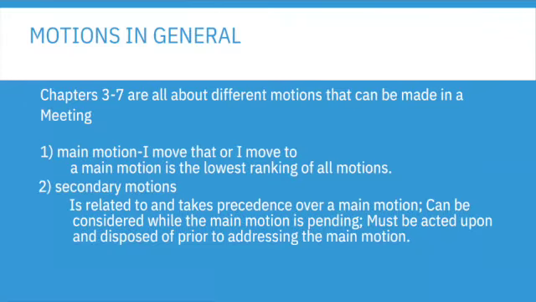Chapters 3 to 7 are all about different motions that can be made in a meeting. We've already talked about main motions, and it's important to remember to say, I move that, or I move to. The main motion is the lowest ranking of all motions. We talked about secondary motions. It's related to and takes precedence over a main motion and can be considered while the main motion is pending. Must be acted upon and disposed of prior to addressing the main motion again.